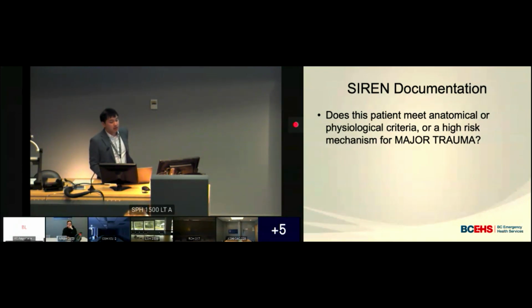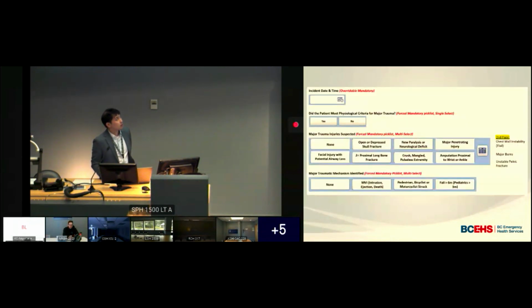So this is what you're going to see if you haven't seen it already. You'll see the question in the Siren documentation right after the cardiac arrest question. It's a mandatory question that has to be filled out for every PCR. It's a simple question: did the patient meet mechanism, either anatomical, physiological, or high-risk mechanism, for major trauma? If you select yes, then it'll go to the Siren major trauma documentation form. This is in with the other forms like the airway form and the FAST FAN scores.